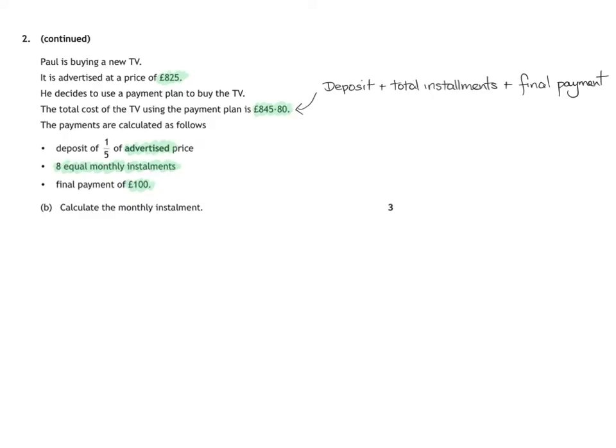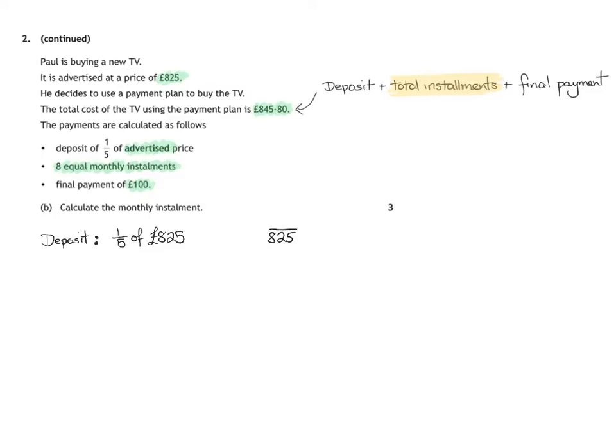So we need to work out what our total instalments is, and then we need to work out what each one will be. So first of all, before we can do that, we know what the final payment is, but we need to work out our deposit. So the deposit is 1/5 of our advertised price. You need to be careful here. It's not of the total cost using the payment plan, it's the advertised price. So our deposit is 1/5 of £825.